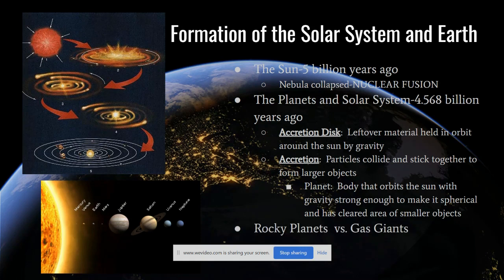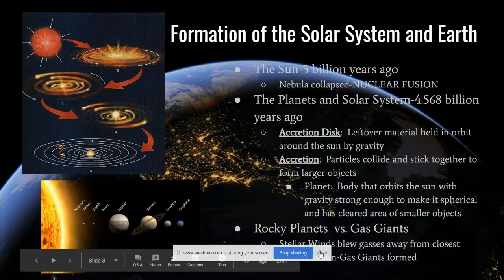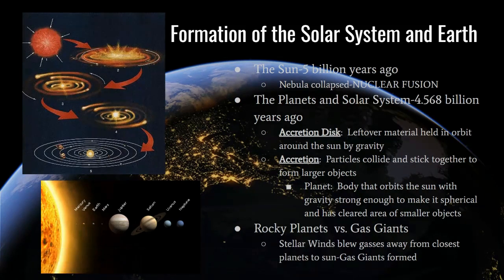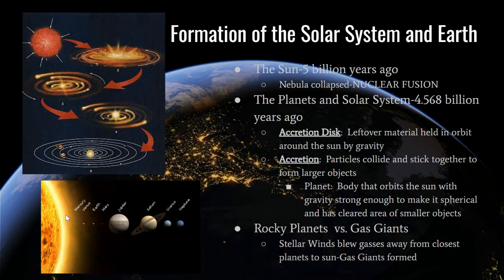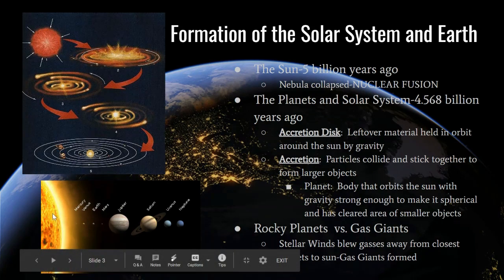There are two types of planets I'd like you to be aware of. The first type of planet is called a rocky planet. And a rocky planet is a result of what we call stellar winds. The sun, if you look at this picture here on the left, pushes out very strong and hot winds. And those winds blow the gases away from these rocky planets into the areas of the gas giants.